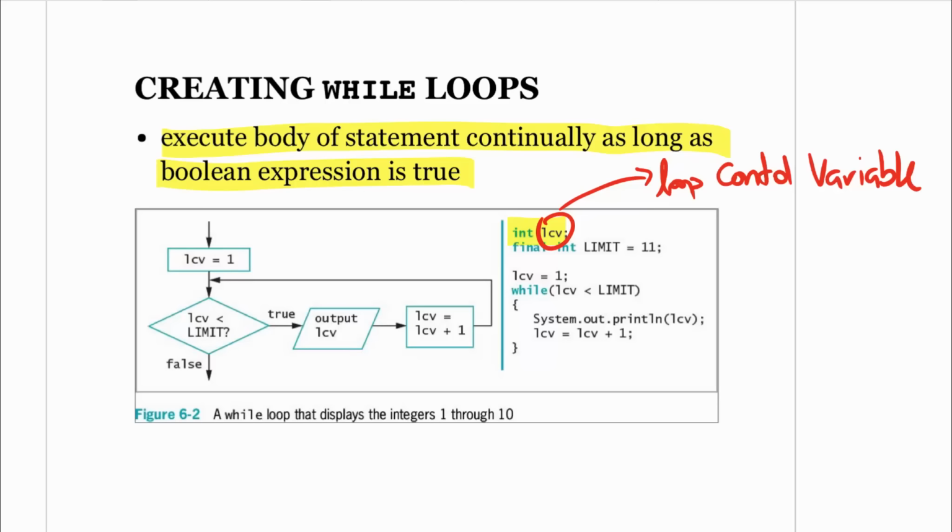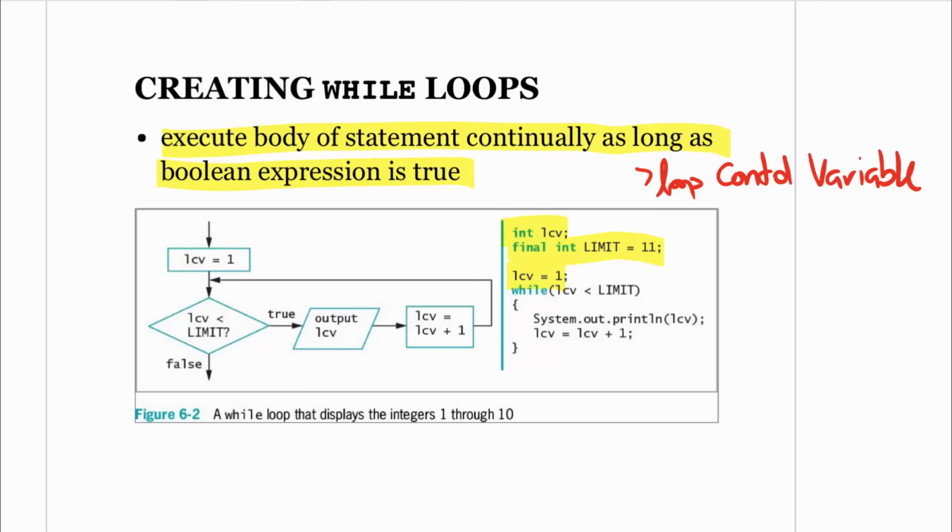So if we look at what's actually going on here, we see that the first thing they do, obviously, is they declare their LCV, and then right after that, they declare some kind of limit. So they want this loop to run no more than 11 times. Then they initialize their loop control variable to 1, and then they actually create the while loop body.